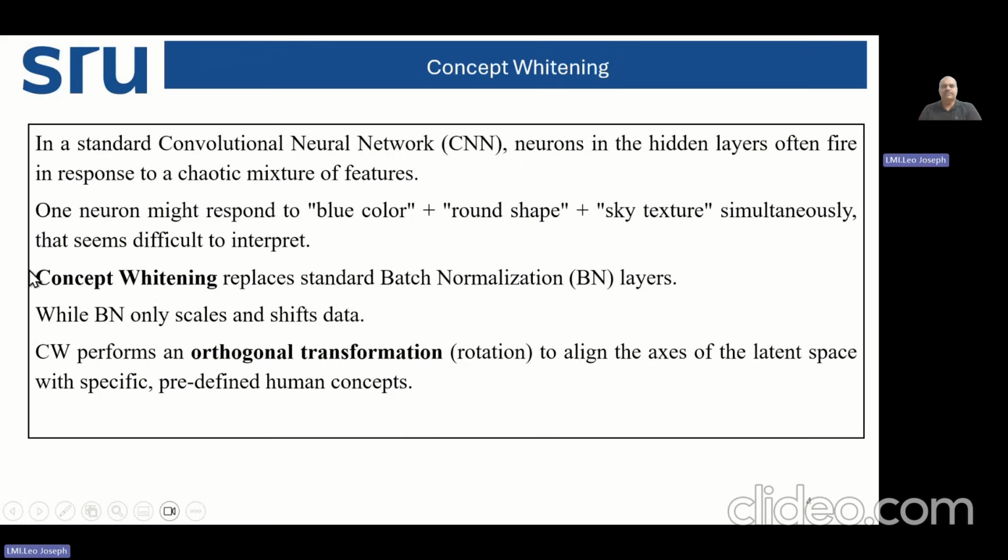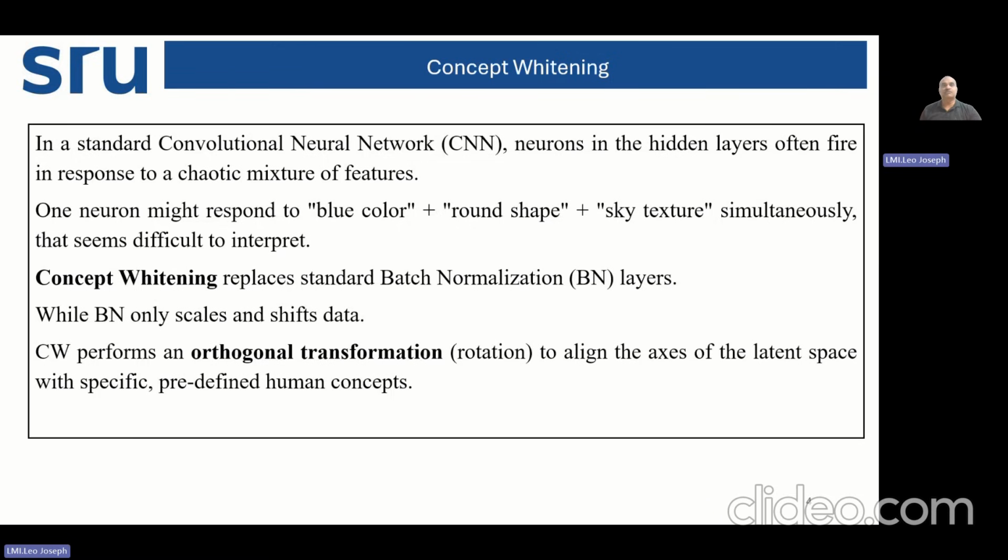One neuron might respond to blue color, round shape, and sky texture simultaneously. So one neuron is looking at a mixture of three concepts: blue color, round shape, and sky texture. Three different things are combined in one neuron. Then how can we realize which portion, either color or round shape or sky texture, that neuron is actually responding to?